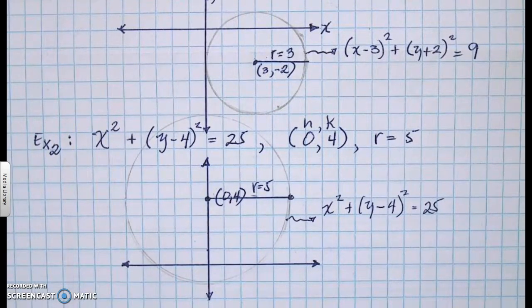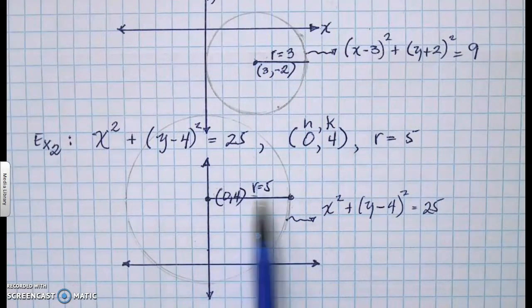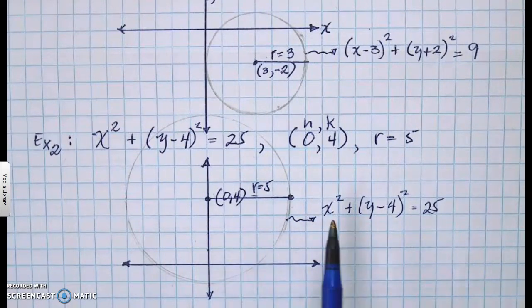Please bear with me, the graphing may not be perfect, but our radius is 5. Our center is at (0, 4). Therefore, our circle would approximately look like this. The equation of the circle itself is x squared plus (y minus 4) squared equals 25.